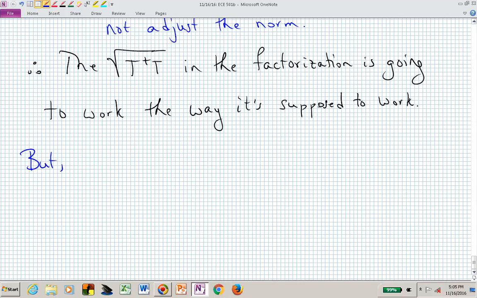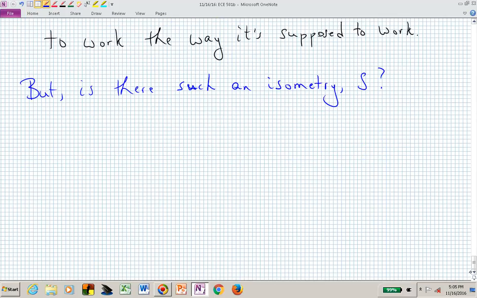But, it's always a but, isn't it? But now does this S do what we need it to do? Does S give us the directional piece? Is there an isometry? Let me say, is there such an isometry S? And now it gets a little busy.